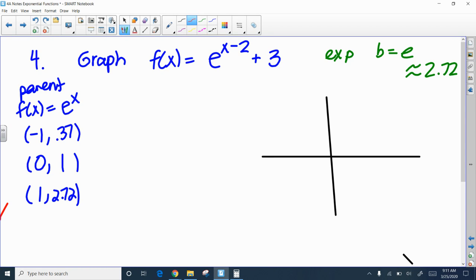All right, we got two transformations. We've got this -2 with the x. Remember, with x, we do the opposite operation. So this one we're going to add 2 to the x values.